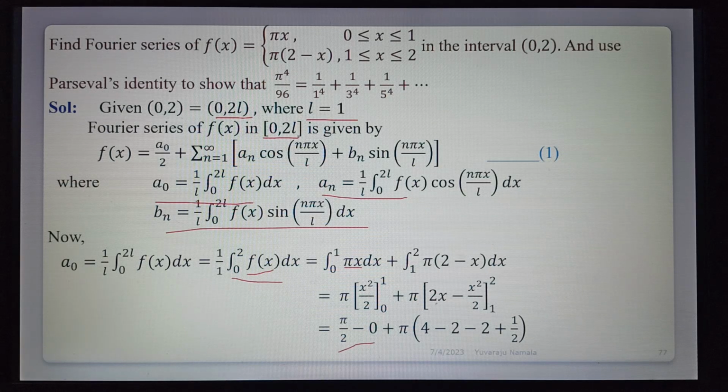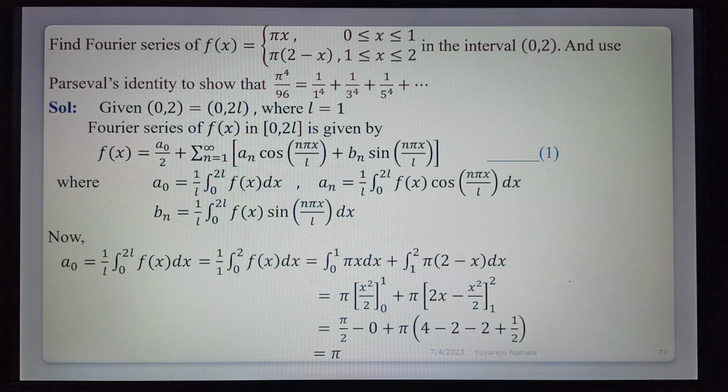Okay, second one, pi into x is equal to 4 minus 4 by 2, that is 4 minus 2. Next the lower limit x is equal to 1: 2 minus 1 by 2. That is equal to, simplification is pi. So this is a0 is equal to pi.